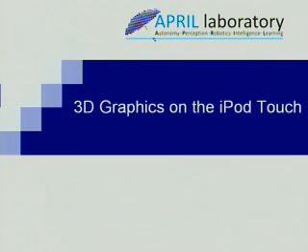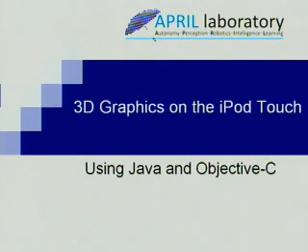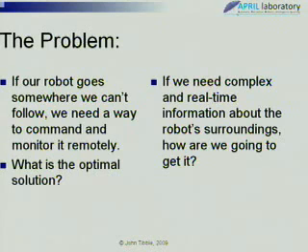Today I'm going to be talking about 3D graphics on the iPod Touch, a system we've implemented using Java and Objective-C. One of the problems we've had in our lab is that if the robot goes somewhere we can't follow, we need a way to command and monitor it remotely. We need a complex and real-time system that gives us information about the robot's surroundings. How are we going to get it?